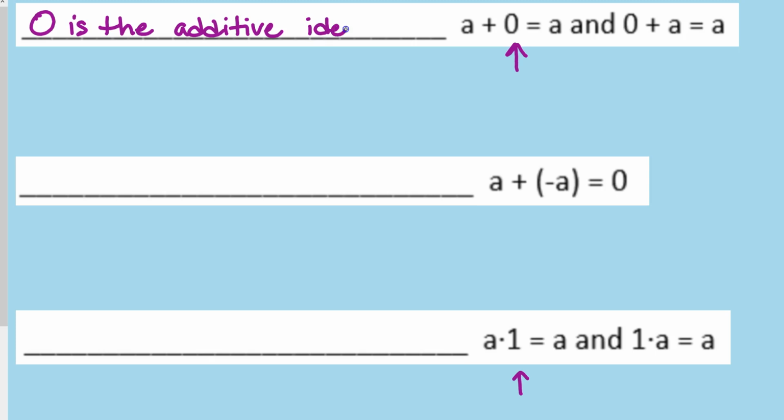If you add it to something, you get the identical thing. If you add it to A, you get A. If you add it to 12, you get 12. Now, if you take the number A and you add something the opposite of A to it, you get the additive identity. You get 0. So the opposite of A is known as its additive inverse.